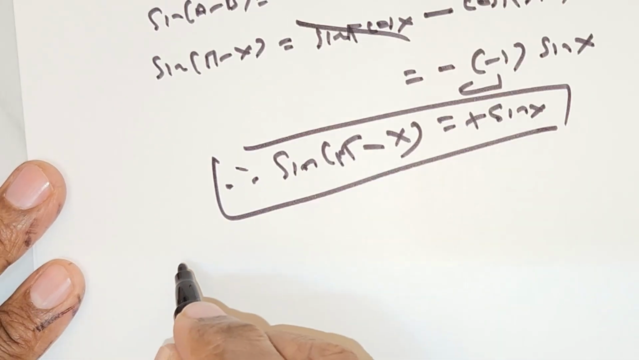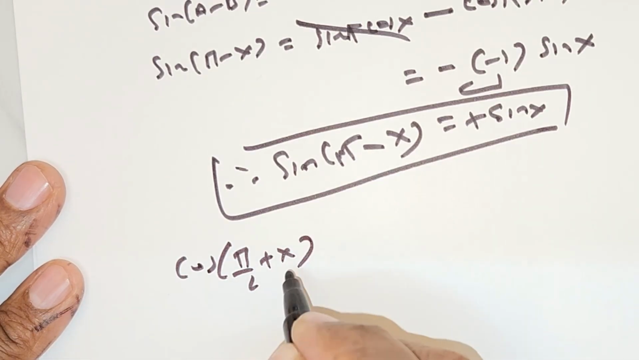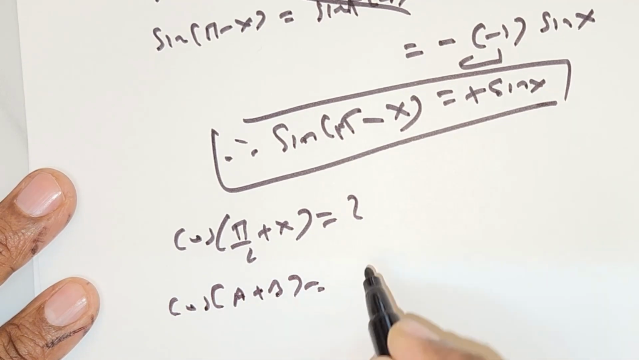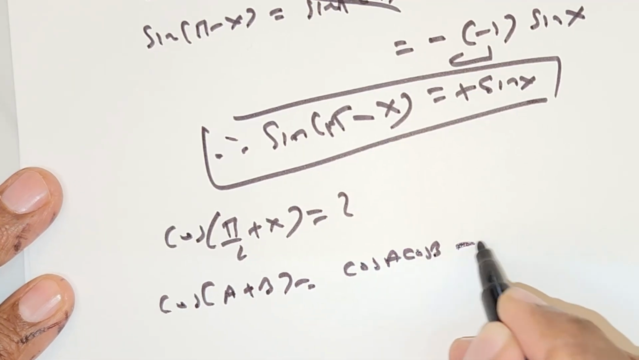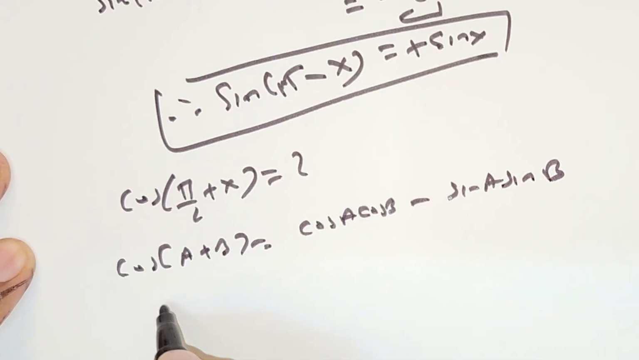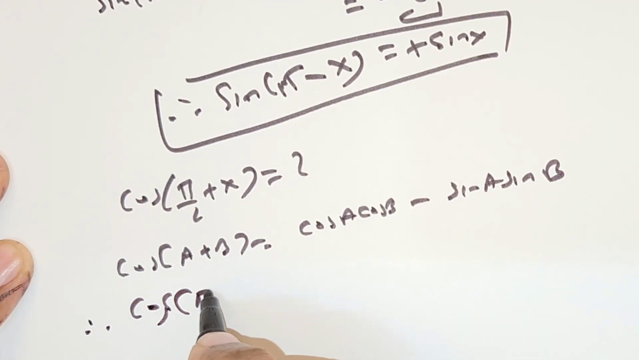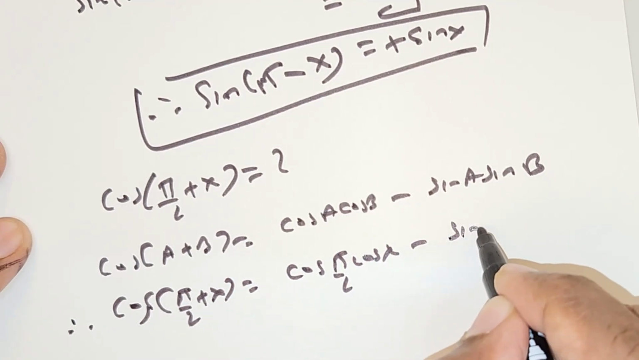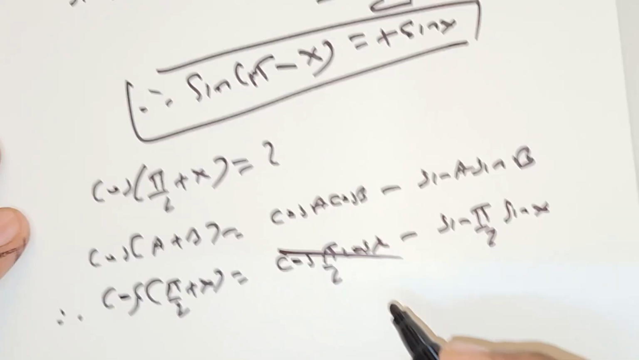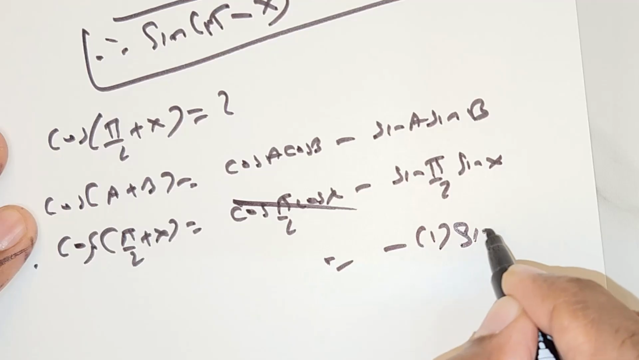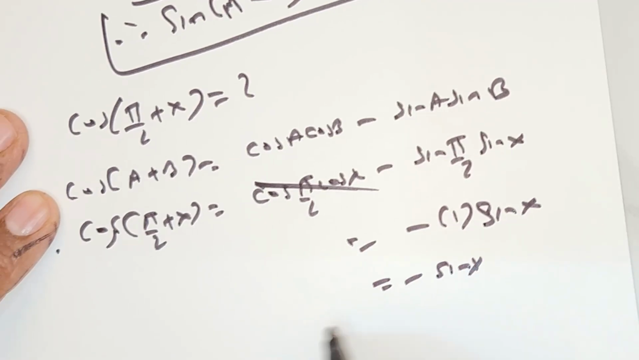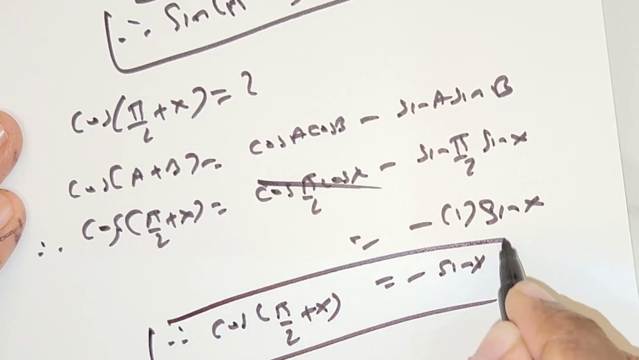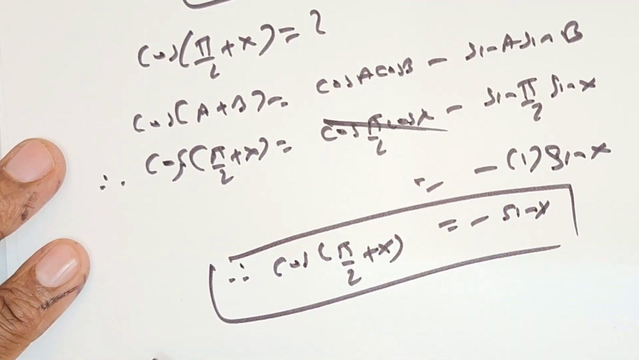Okay, now we will have to find out what is cos of (pi/2 + x). Now we have a formula. Cos of (a + b) is cos a cos b minus sine a sine b. So therefore cos of (pi/2 + x) is equal to cos(pi/2) cos x minus sine(pi/2) sine x. Now cos(pi/2) goes off. Sine(pi/2) is 1 multiplied with sine x will give you -sine x. So therefore cos of (pi/2 + x) is -sine x. So we have got these two results.